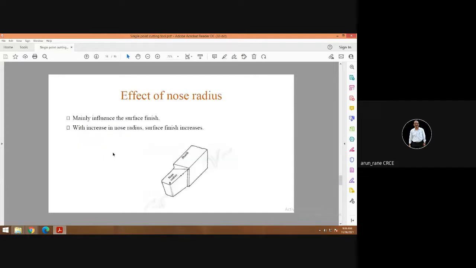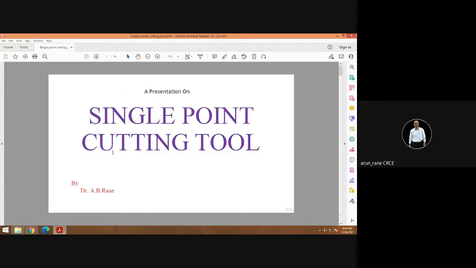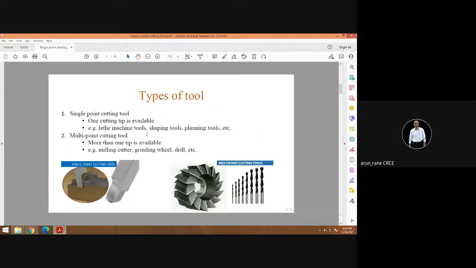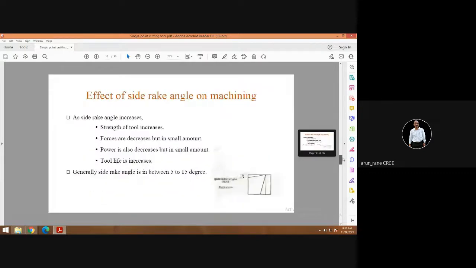I'll go to the first slide. Here the regrinding is very easy, whereas here regrinding is slightly difficult, because when you are trying to grind this, you have to see that the grinding wheel doesn't touch these teeth and damage them. So regrinding of the multi-point tool is always difficult, but the material removal rate and the tool life are very high.